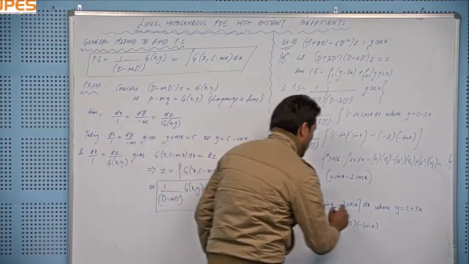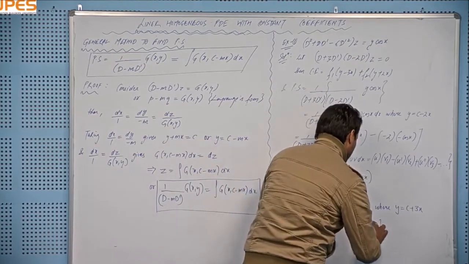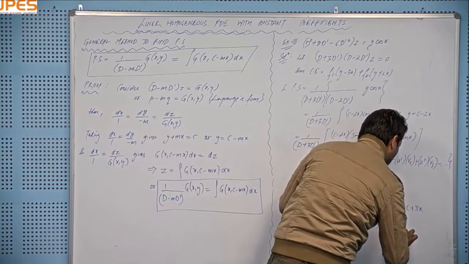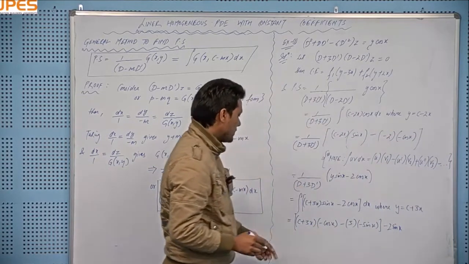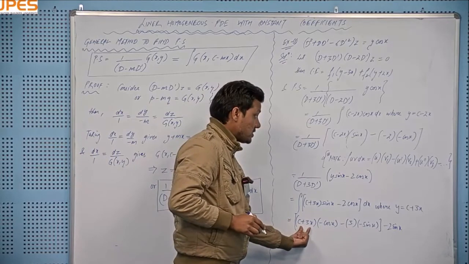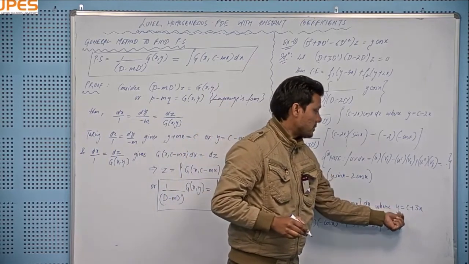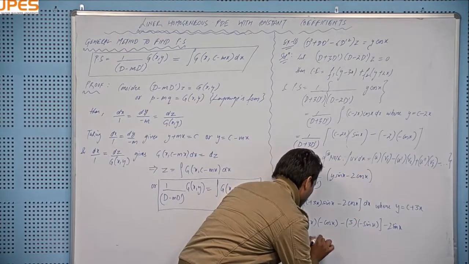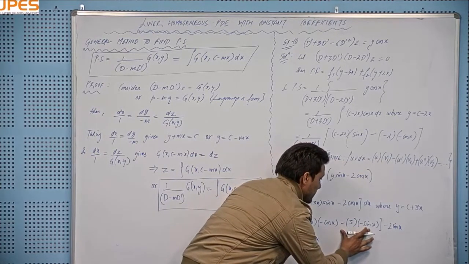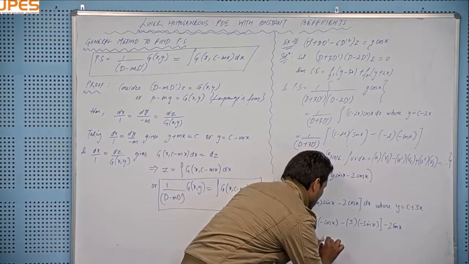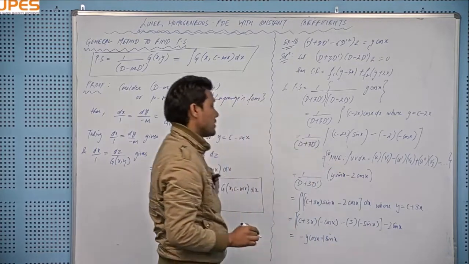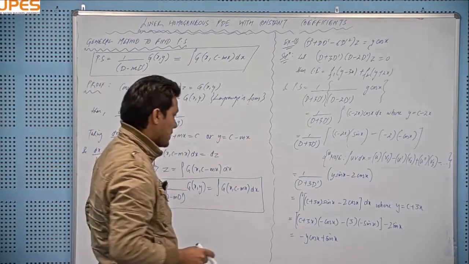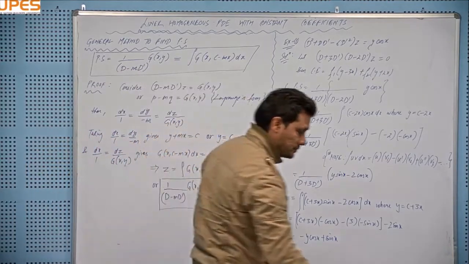Then for minus 2 cos x, the integration will be minus 2 sin x, and let me simplify it. c plus 3x will be back substituted by y. I will have minus y cos x for this term, that will be plus 3 sin x, minus 2 sin x, so plus sin x. So this is the particular solution, and see, it is constant free, right? And the complete solution will be given by the sum of CF plus PI.